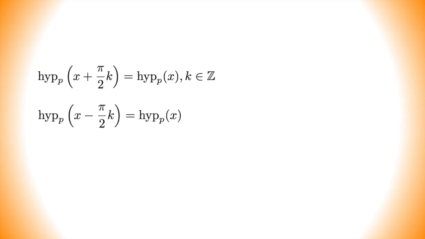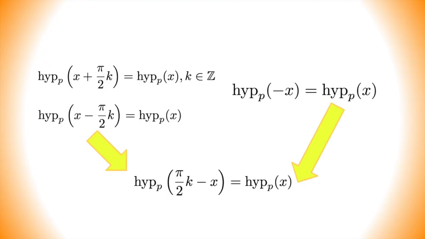We can derive a stronger version of this identity using the previous two. First, since hyp is periodic with all integer multiples of pi/2, we can negate the pi/2 and the statement remains true. Then, taking the fact that hyp is an even function, we can negate the argument and see that hyp is reflective about any integer multiple of pi/4, not just pi/4.